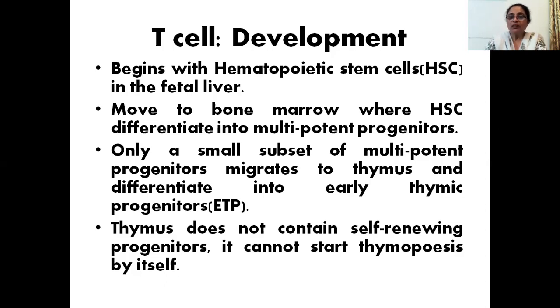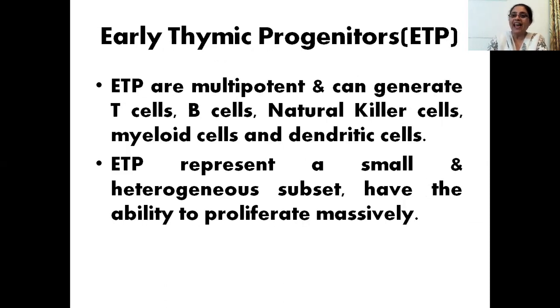Here we should remember that the thymus does not contain any cells which it can make itself and convert into T cells. All those cells which travel from hematopoietic stem cells to the bone marrow and from the bone marrow to the thymus, only these cells will be educated and trained by the thymus. So the thymus itself does not make any cells.